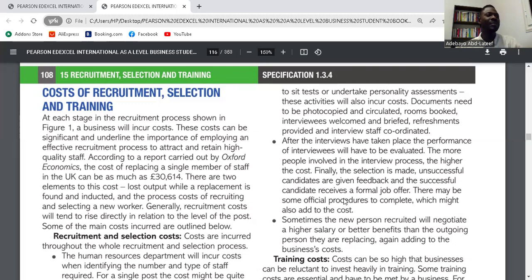So that means they might be leaving their job, their normal day routine. So you might need to fill that position that will be left behind, and that is also cost incurred. Is it clear? And those that are coming for interviews too, they have refreshment. You have to pay for all these things too.